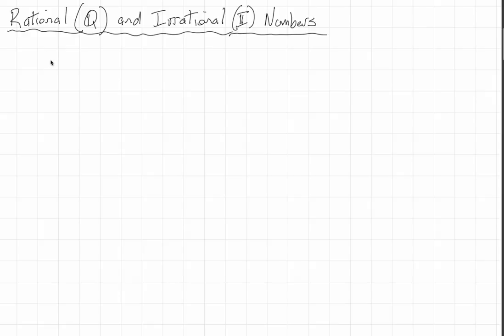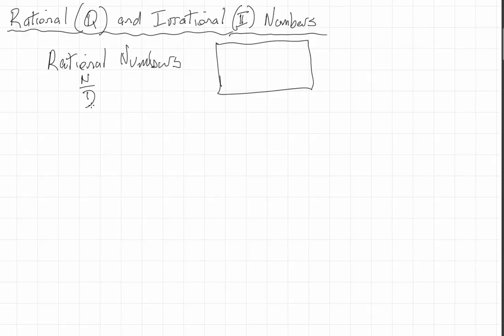So the rational numbers, if we think of all the rational numbers in our number system, are all the numbers that can be expressed as the ratio of two integers. So we'll have a numerator and a denominator. So if you can express a number with a numerator and denominator, it falls into the category of rational numbers.